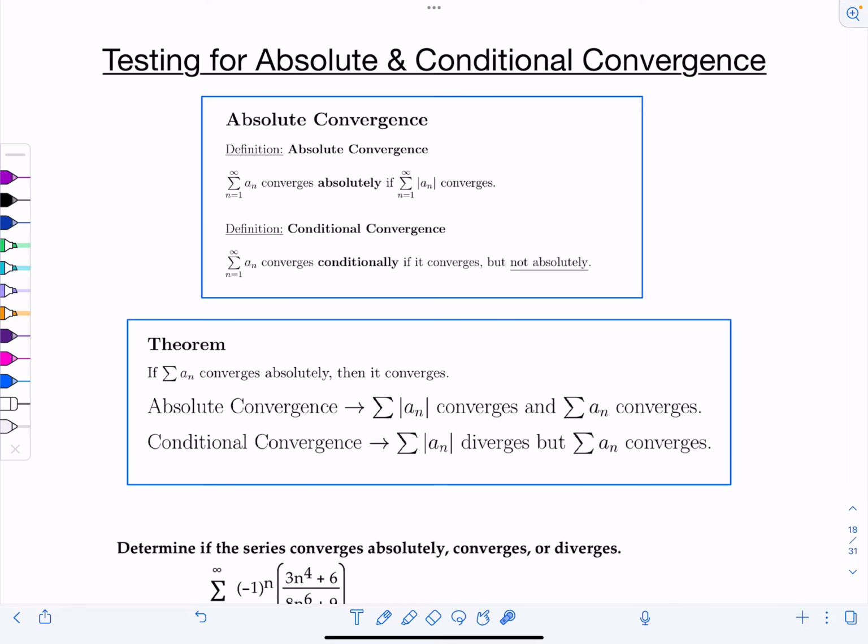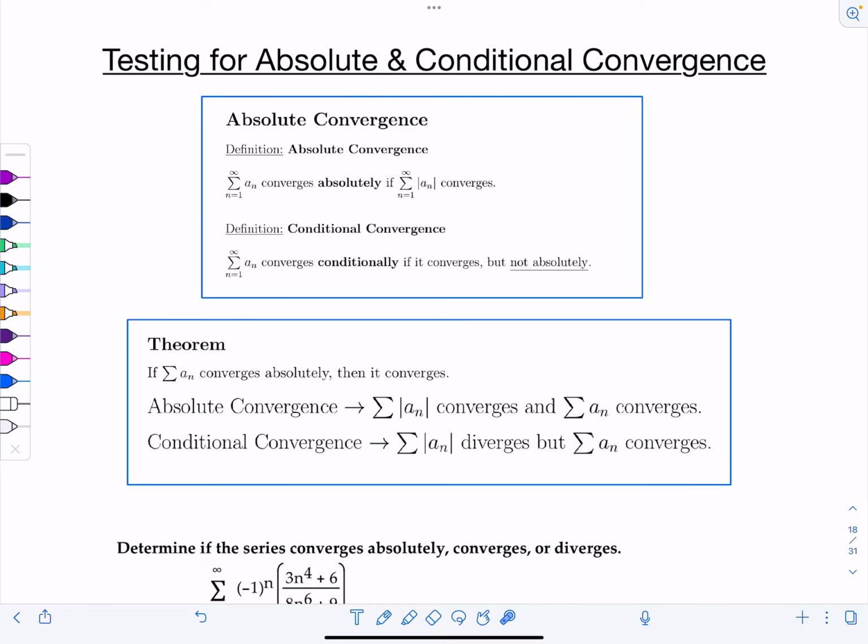So absolute convergence is the strongest kind of convergence. If the sum of the absolute value of the terms converges, then obviously the original would converge as well. Conditional convergence means the sum of the absolute value of those terms diverges, but the original converges.